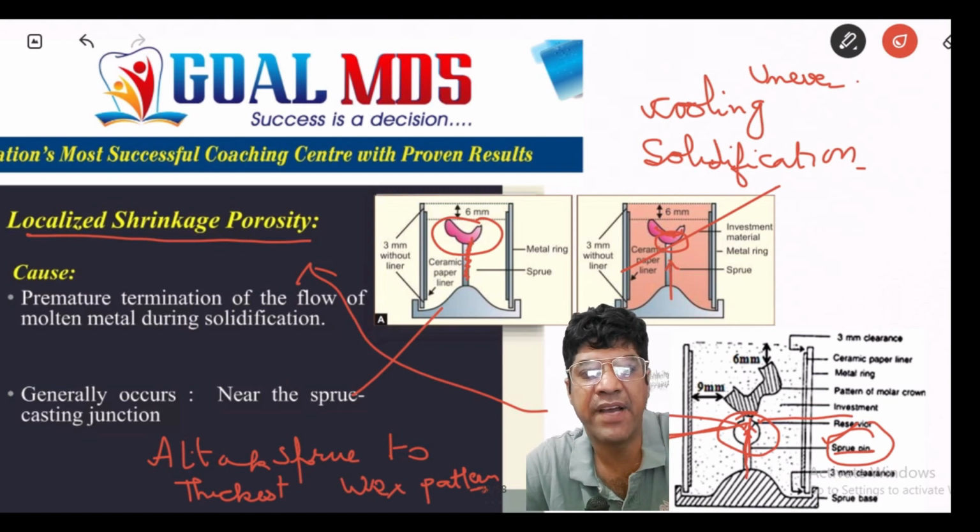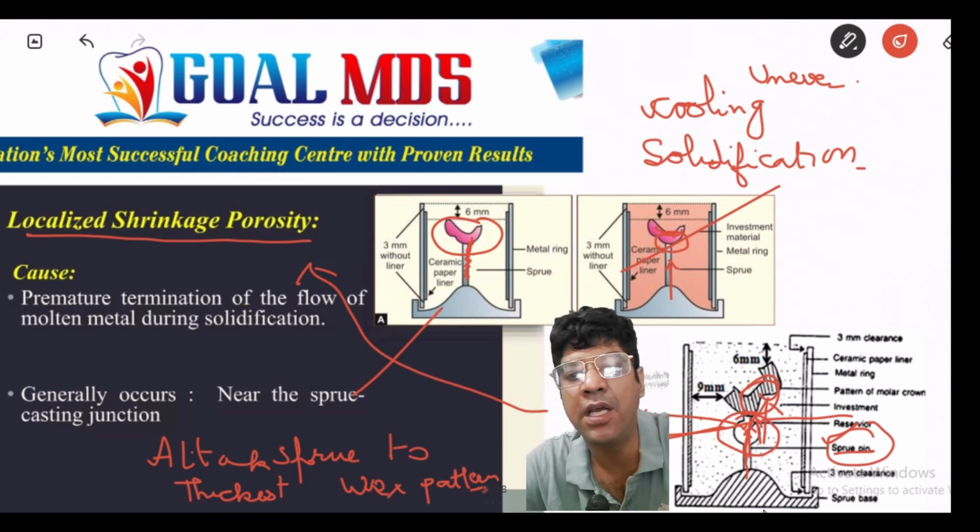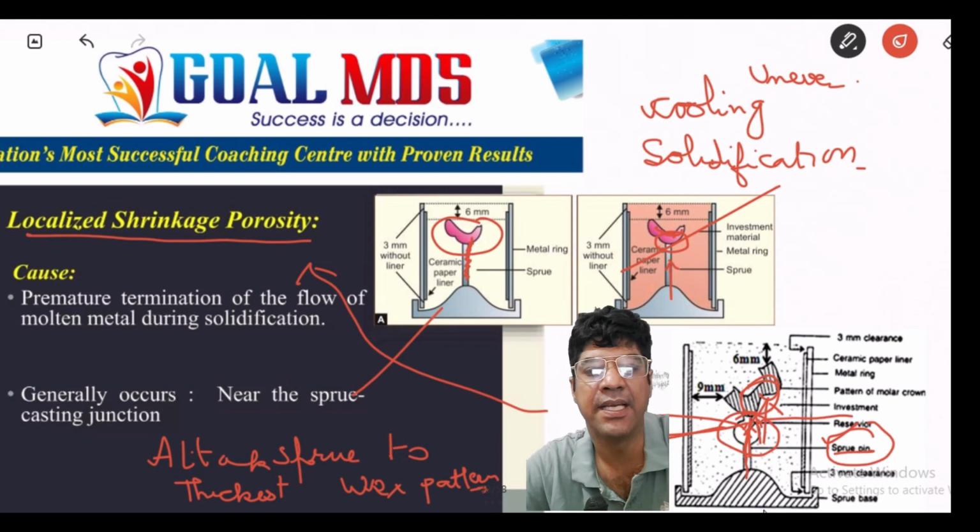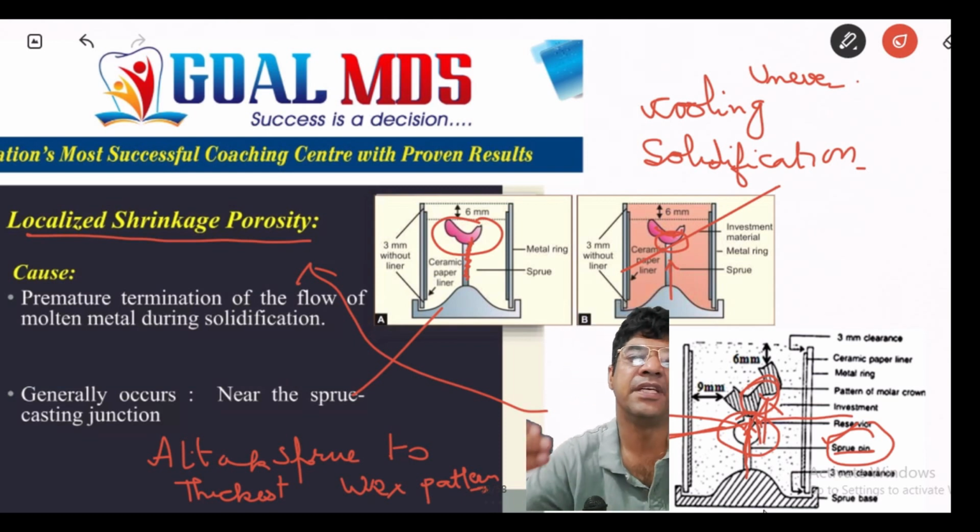So placing the reservoir close to the wax pattern, especially near the area that is prone to shrinkage, would ensure a continuous supply of molten metal to those regions. So this reservoir will act as a buffer, providing the additional metal to counteract the shrinkage that occurs during solidification, and that is why it reduces the risk of porosity.